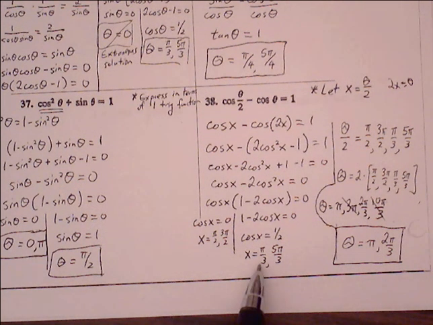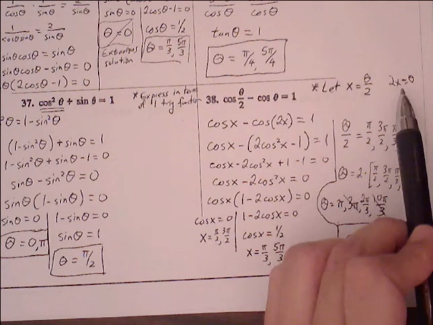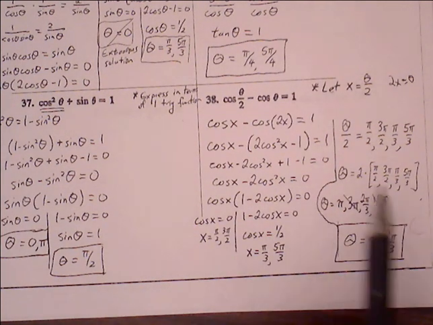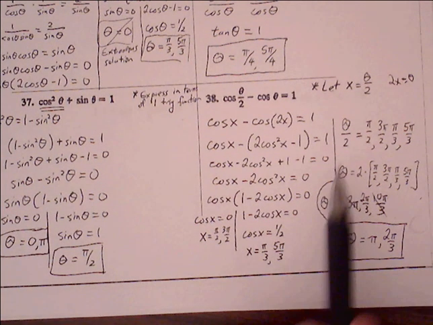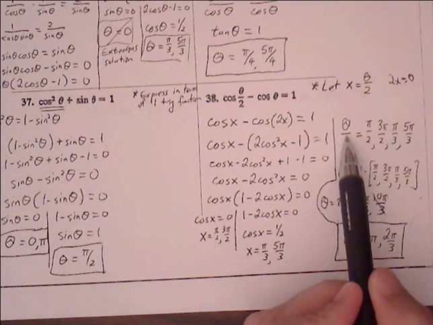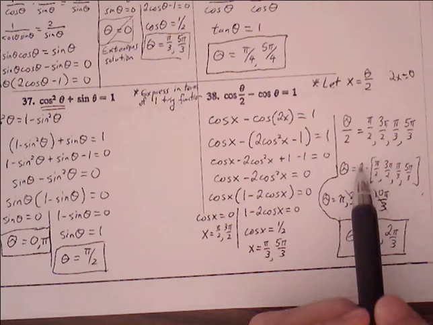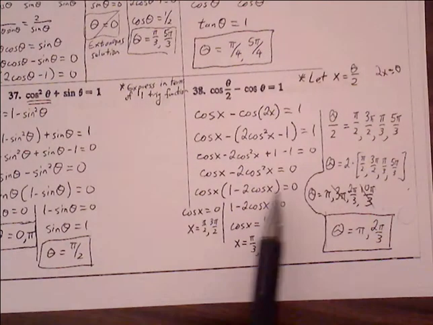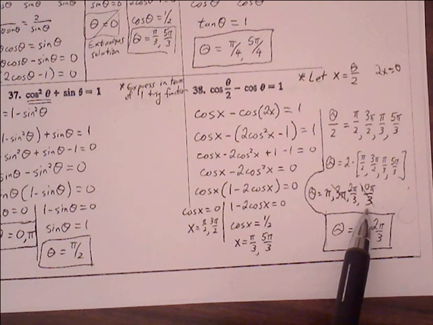But we're not quite done yet, because we solved for x, but we're trying to solve for theta. So we have to finish our problem here. We have 4 solutions for x. However, we know x is theta over 2. So if I replace x with theta over 2, multiplying everything through by 2 will allow me to solve for theta. Theta will be equal to pi, 3 pi, 2 pi over 3, and 10 pi over 3.